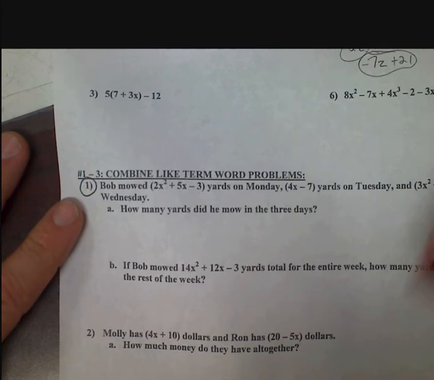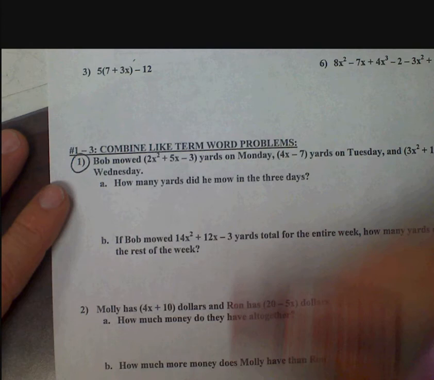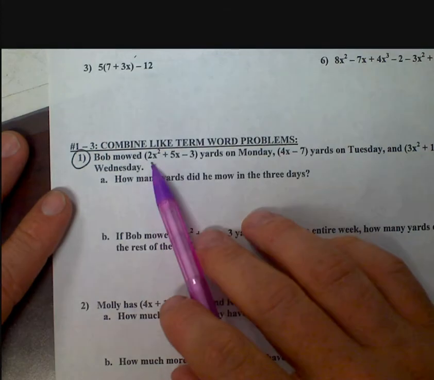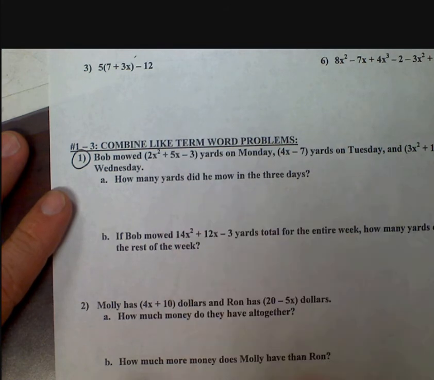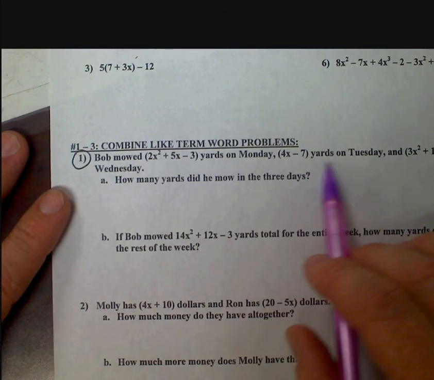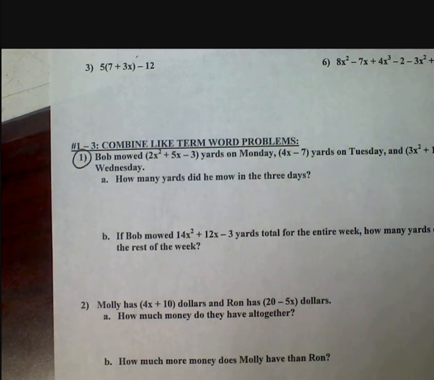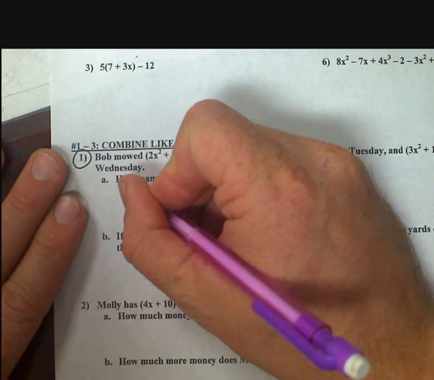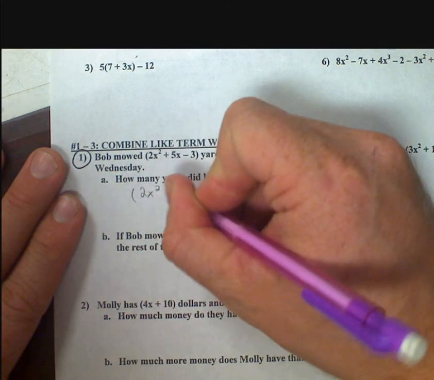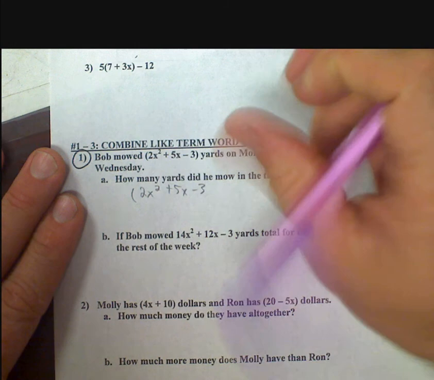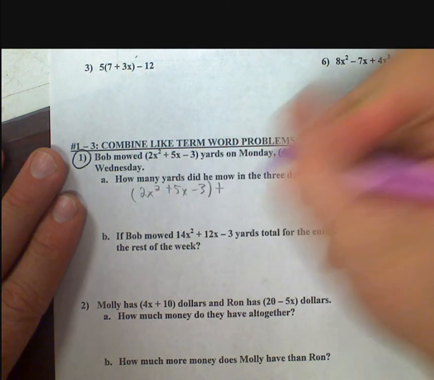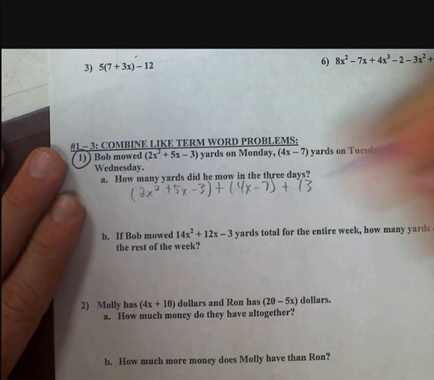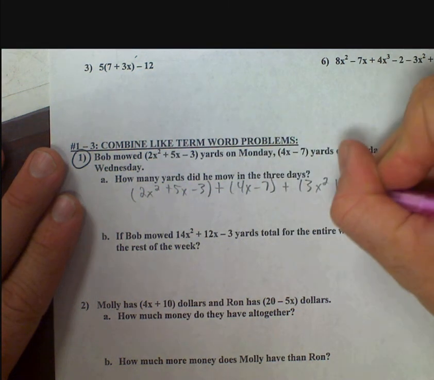Now we're on number 1, down below. Pause the video and try. It says Bob mowed 2x squared plus 5x minus 3 yards on Monday, 4x minus 7 yards on Tuesday, and 3x squared plus 10 yards on Wednesday. How many yards did he mow in the 3 days? Well, I'm going to take 2x squared plus 5x minus 3 plus 4x minus 7 plus 3x squared plus 10.